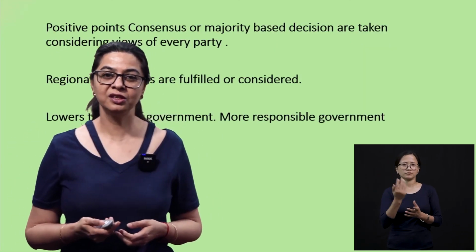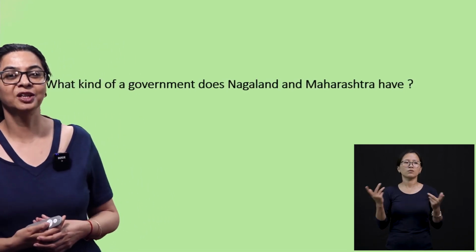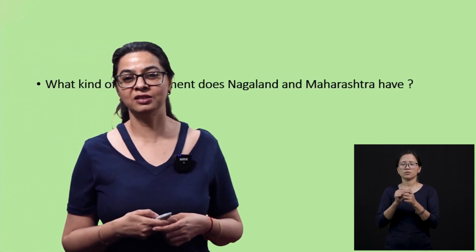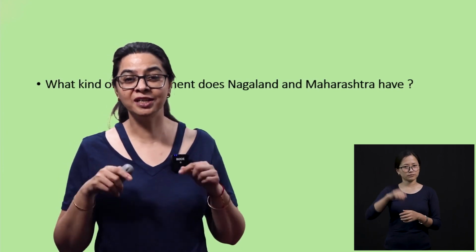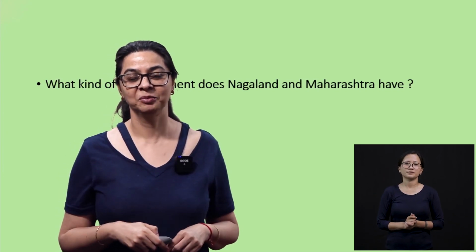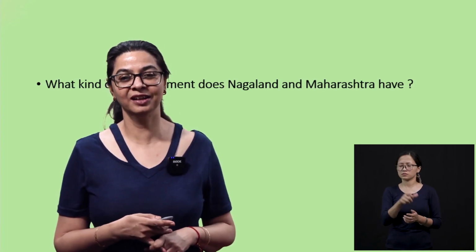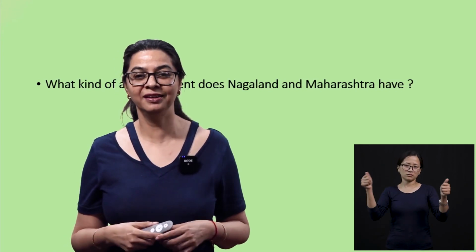So, here is your comprehension question. What kind of a government do Nagaland and Maharashtra have? I just told you Maharashtra has a coalition government. I want you to think about what kind of a government Nagaland has now. Because there is no coalition, there is something else that Nagaland has for now. So think about it, read in the newspapers and let me know.